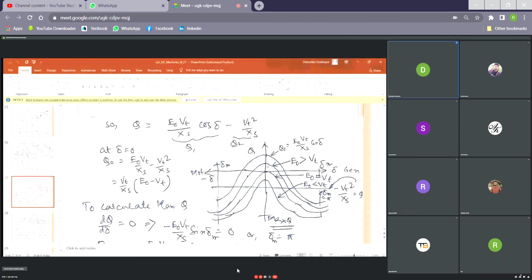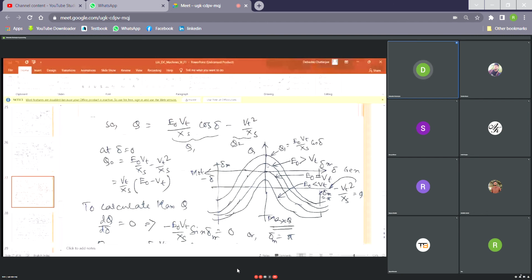You get at delta equal to pi, and for pi it is for the generating and for minus pi it is for the motor. Okay, now if you put at delta equal to pi maximum power, you see delta equal to pi, this is minus cos delta, minus cos pi is minus 1, that is equal to minus E0 VT by XS minus VT square by XS. So you get actually maximum value at delta equal to pi.